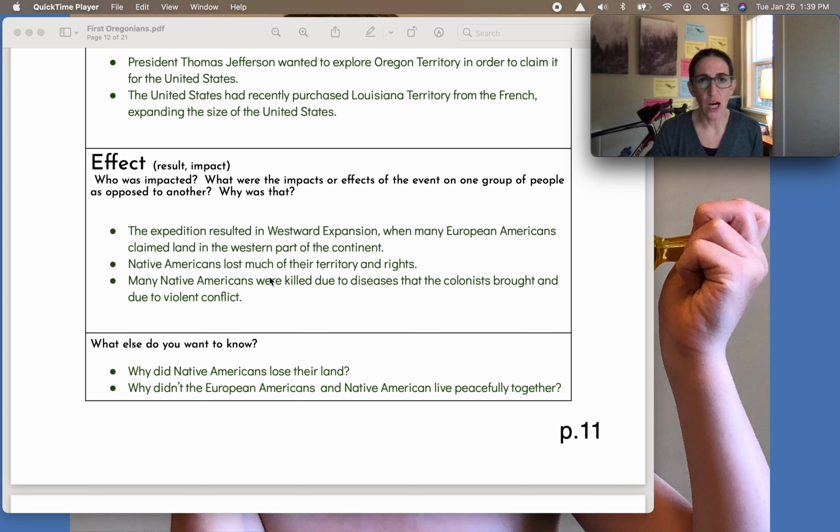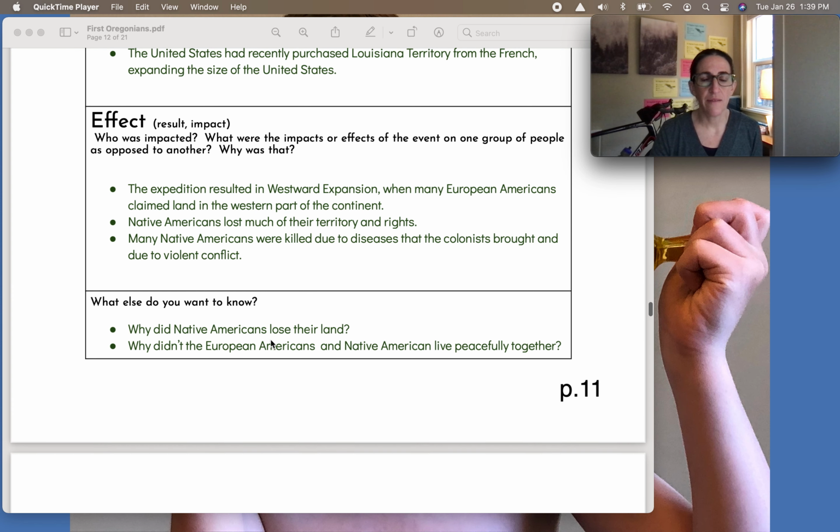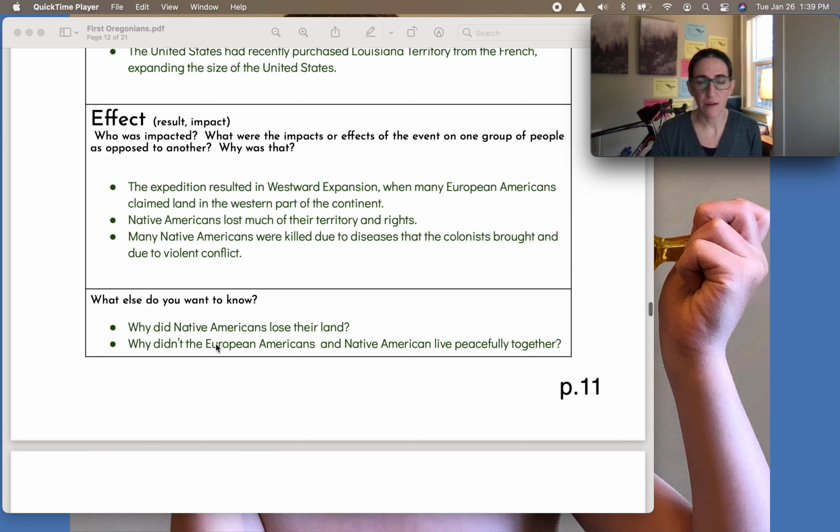Native Americans lost much of their territory and rights, so multiple people were impacted. Many Native Americans were killed due to diseases that the colonists brought and due to violent conflict. So there were positive and negative impacts to different people and effects. And then finally, the last section of this graphic organizer says, what else do you want to know?